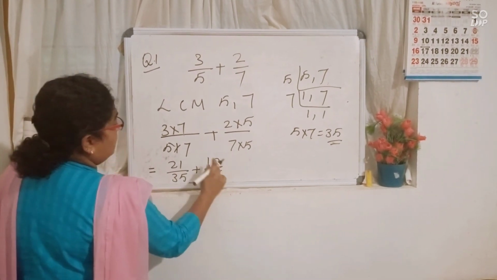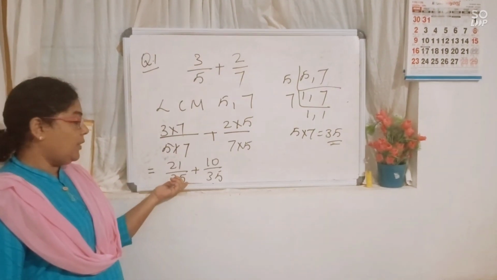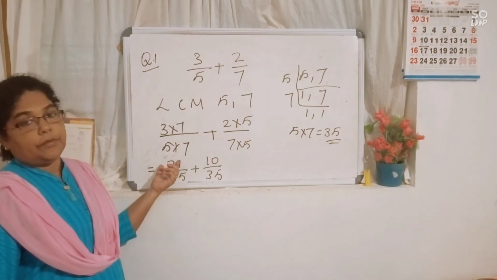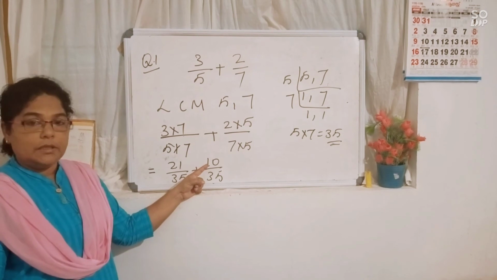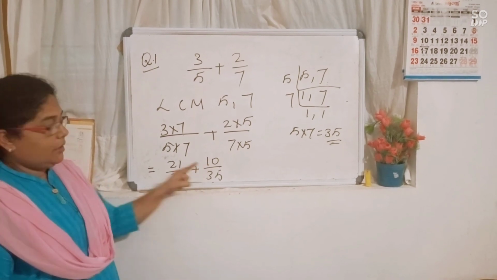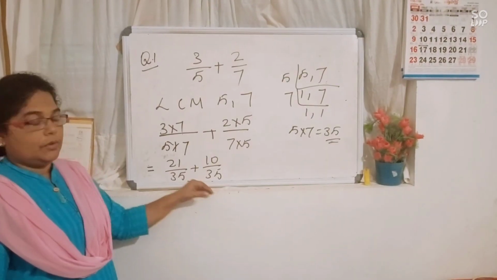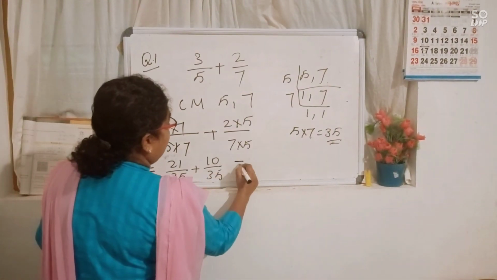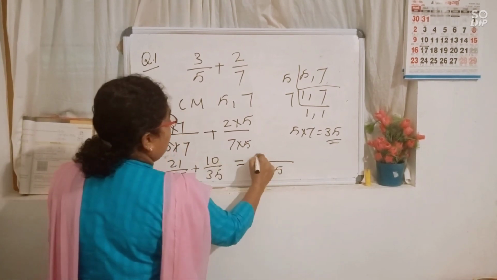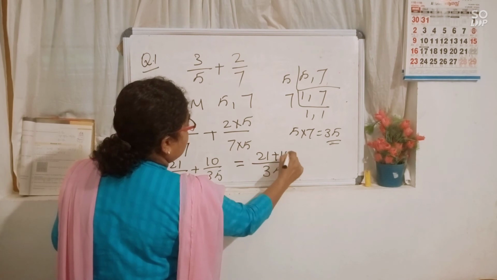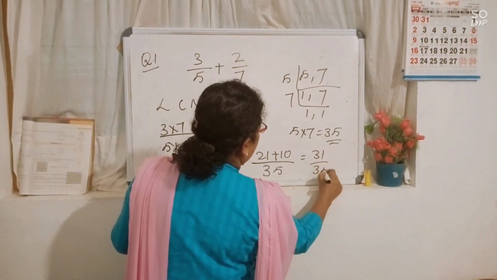I told you now B is the poor guy and A is so rich. Out of 35 he is getting 21 pieces. This poor guy is getting only 10 pieces out of 35. Okay, now we divided equally. The denominator is the same now. We can write it one time and we have to add the numerators. 21 plus 10. How much? Okay, 31 by 35 is the answer.